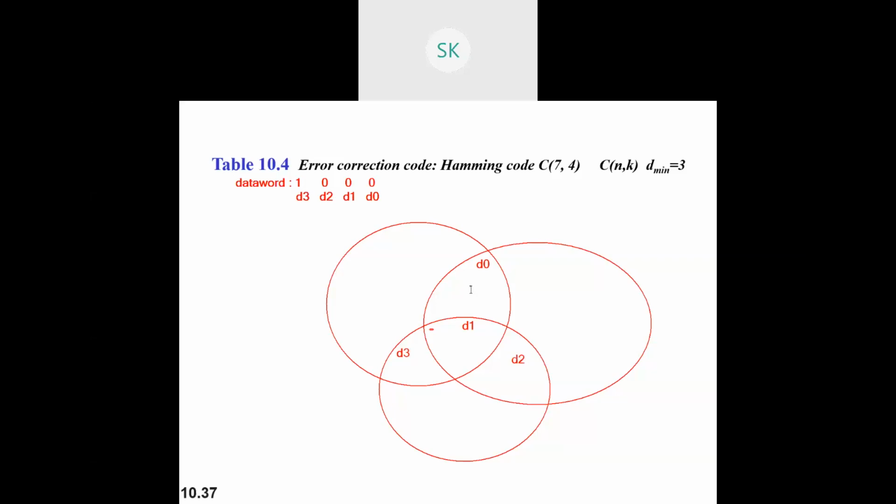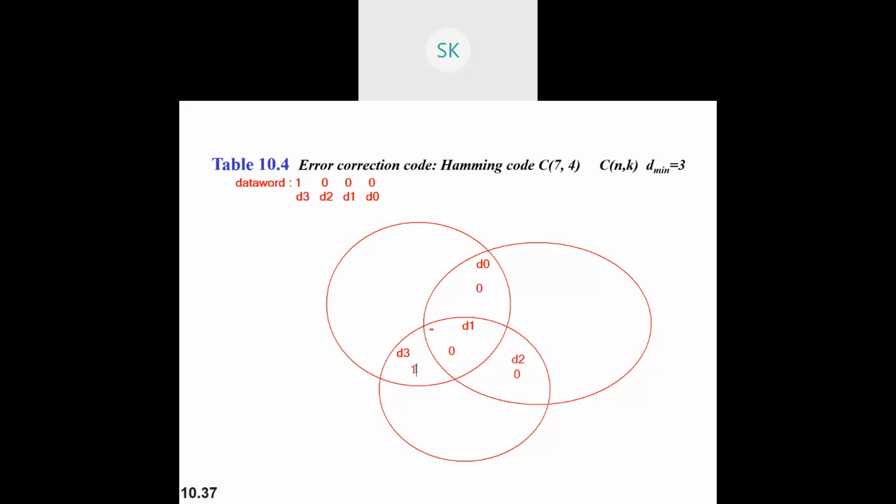Now you substitute the values that are available. D0 value is 0. D1 value is 0. D2 value is 0, whereas D3 value is 1. Now I'll go with a simple parity check.